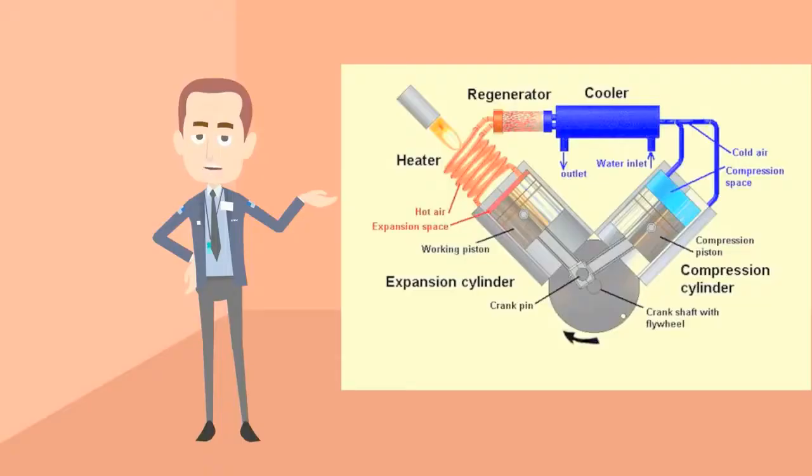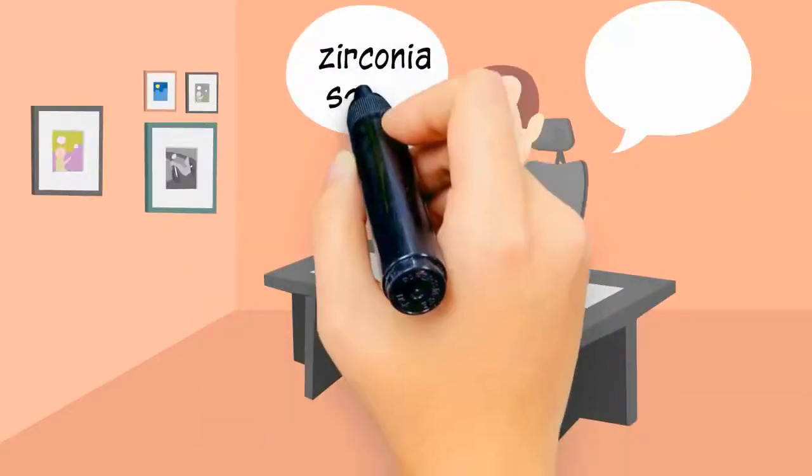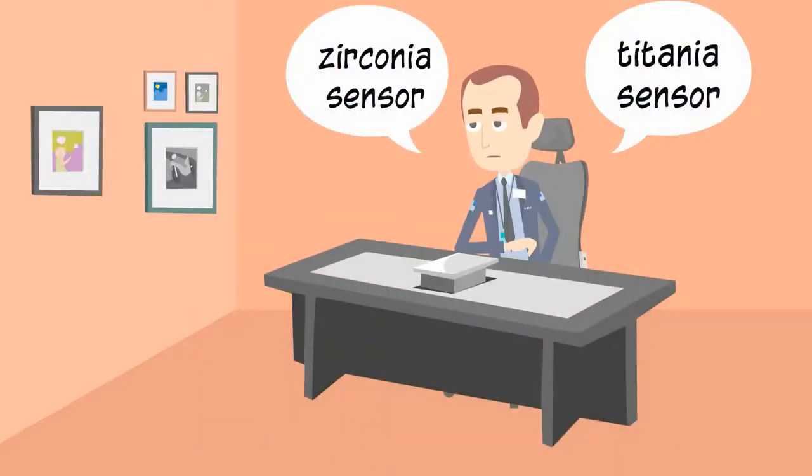Oxygen sensor. It measures the proportion of oxygen in fuel and the amount of fuel consumed by the engine. There are two types of oxygen sensors. One is zirconia and the other is titania.